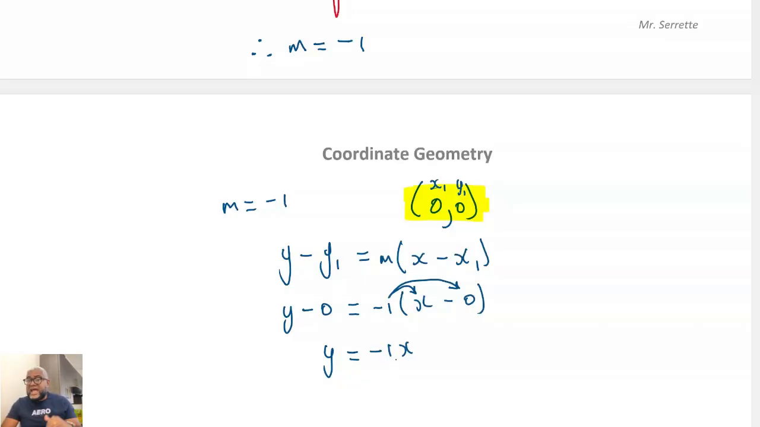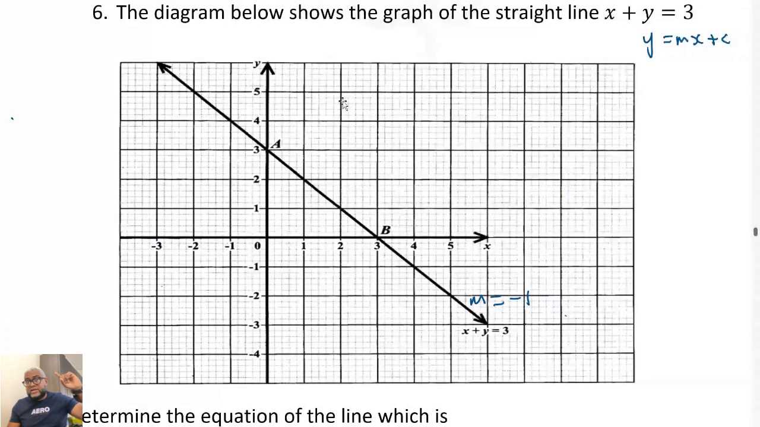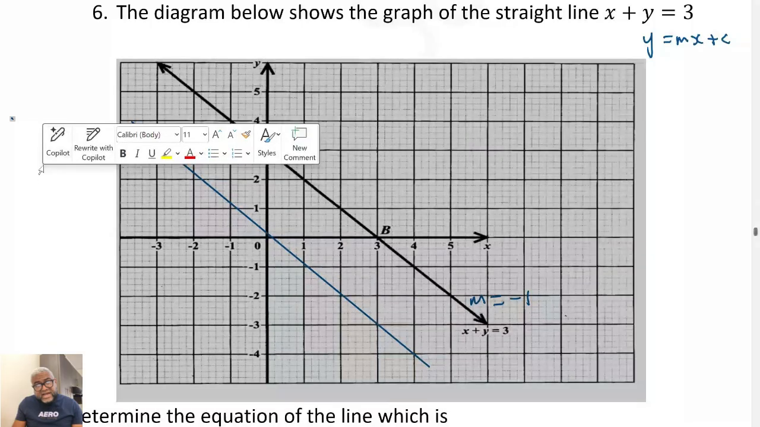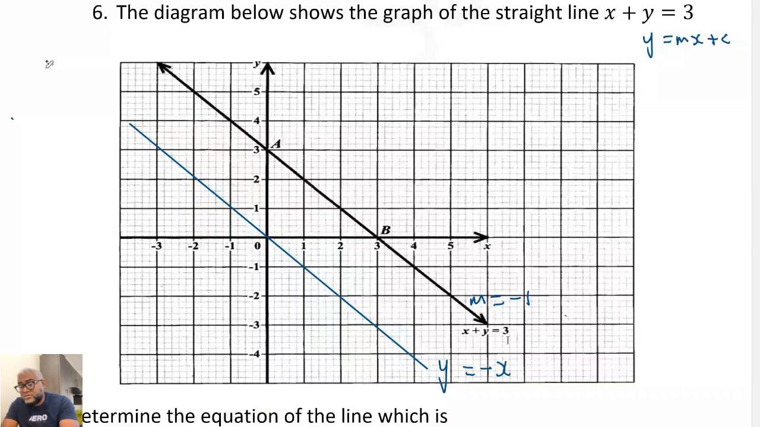So this here will be the equation of a line which is parallel to x plus y is equal to 3. Basically, they ask you to find the equation of a line which is parallel and passes through the origin. So they basically just ask you to find the equation of this line here. So we just found the equation of that blue line there to be y is equal to negative x. Cool?